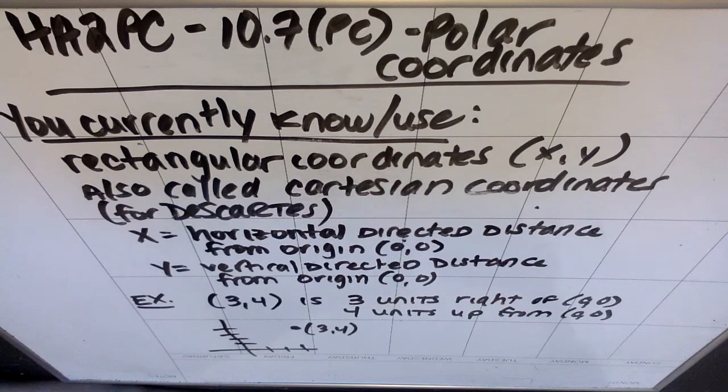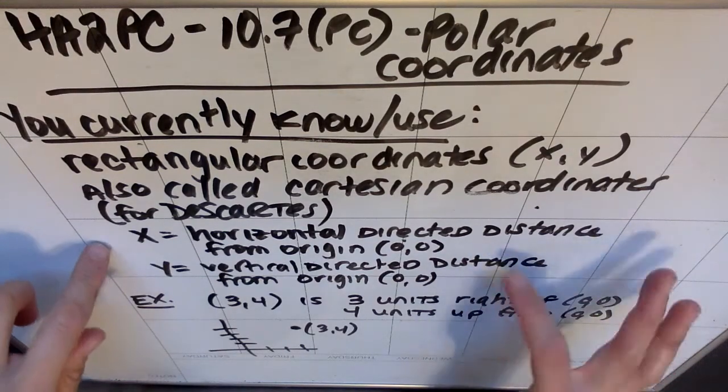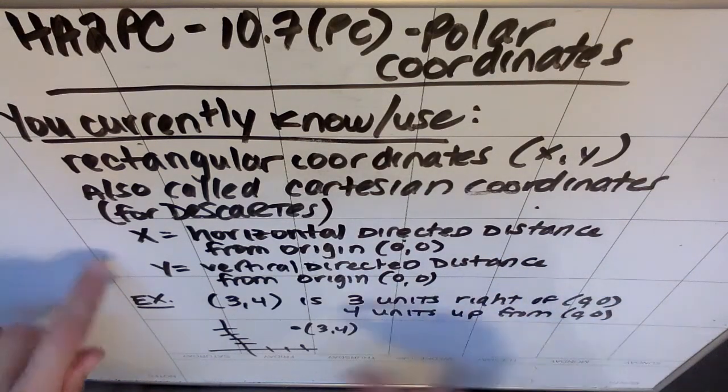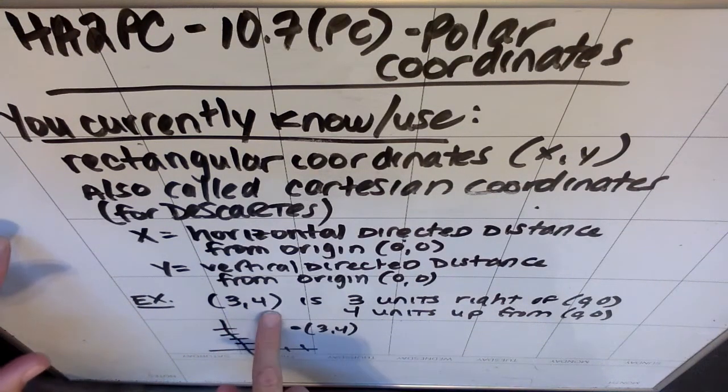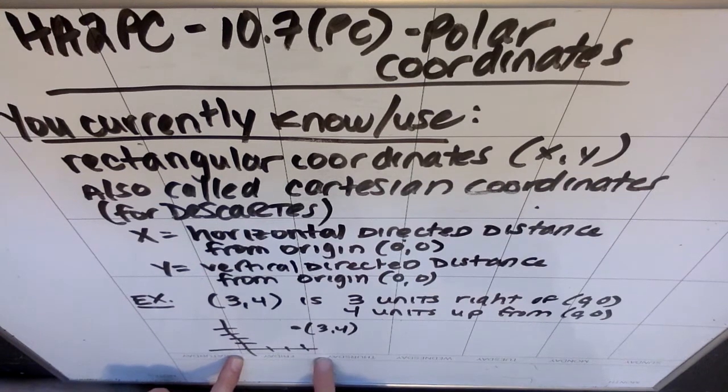Essentially, x comma y means x is the horizontal directed distance from the origin, y is the vertical directed distance from the origin. For example, the point 3 comma 4 means that it is 3 units to the right of the origin and 4 units up from the origin, right? So here's my point 3 comma 4. So that's one way to measure position, right?